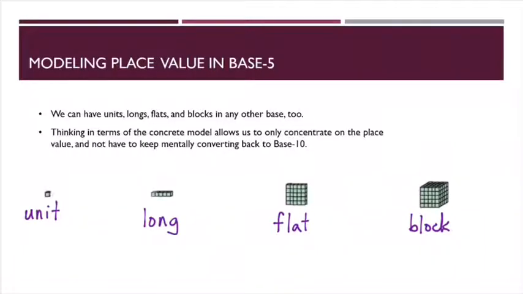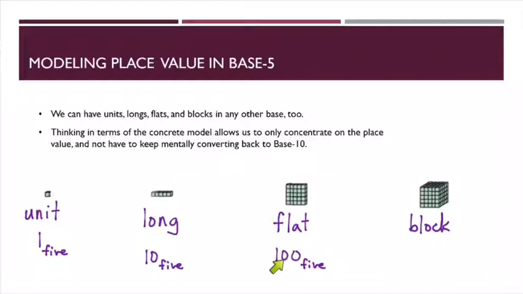Now let's write each of these in base 5. So this is a unit, so this is just 1 base 5. This is 1 long and no units, so we would write 1, 0 base 5. This is 1 flat and no longs and no units. So 1, 0, 0 base 5. You see how what we're used to calling the ones place, and I guess we still could, that's always the rightmost digit. And then next to that, because we work in base 10 all the time, we're used to calling this the tens place, but we're in base 5 now, so this is the fives place.